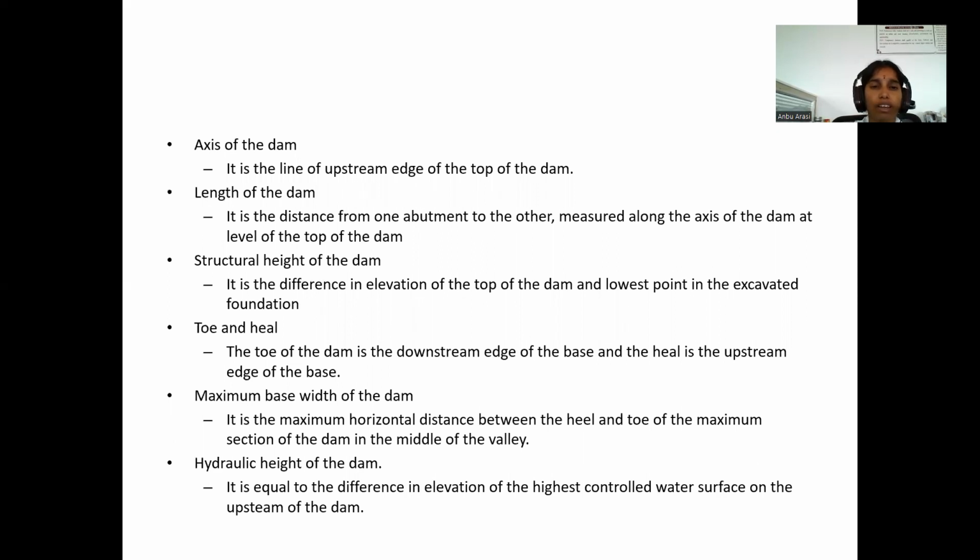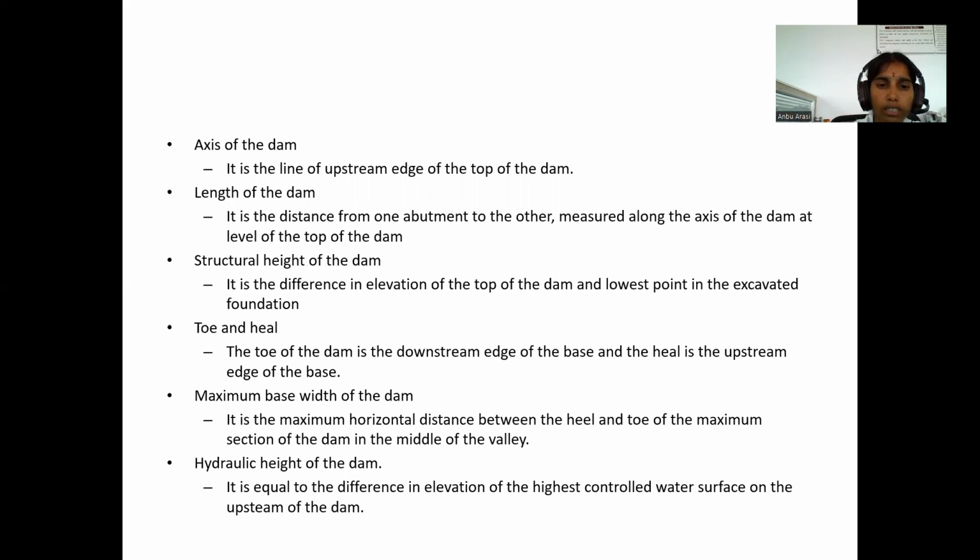Axis of the dam. It is the line of the upstream edge of the top of the dam. Length of the dam. It is the distance from one abutment to the other measured along the axis of the dam at the level of the top of the dam. Structural height of the dam. It is the difference in elevation of the top of the dam and the lowest point in the excavated foundation.